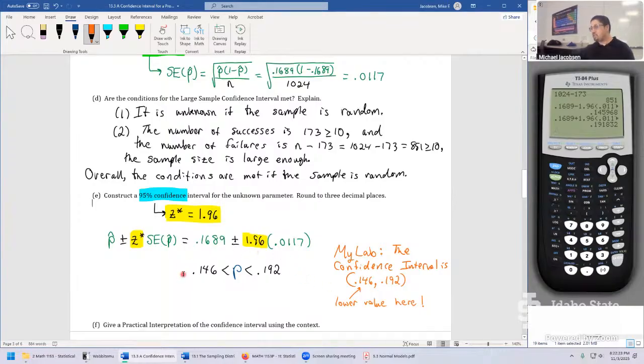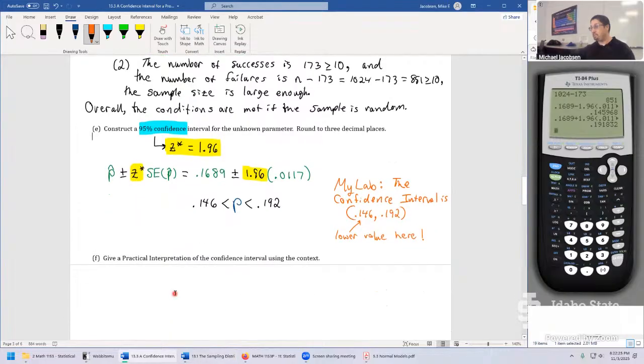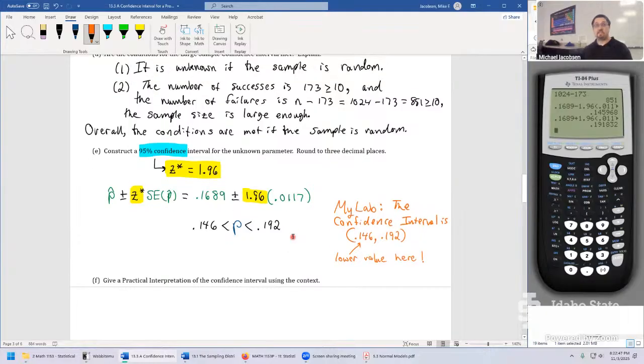But in other places, it wouldn't really mess up your interpretation because you're going to eventually say in part F, this is the last thing we'd be doing with it, the parameter P is between 0.146 and 0.192. If you said the parameter P is between 0.192 and 0.146, it's the same exact idea. It doesn't even sound that awkward, honestly. Other questions at the moment?